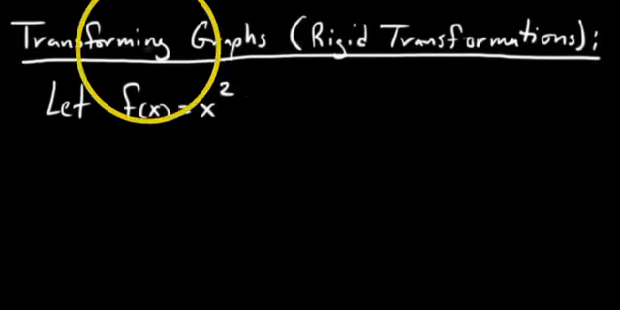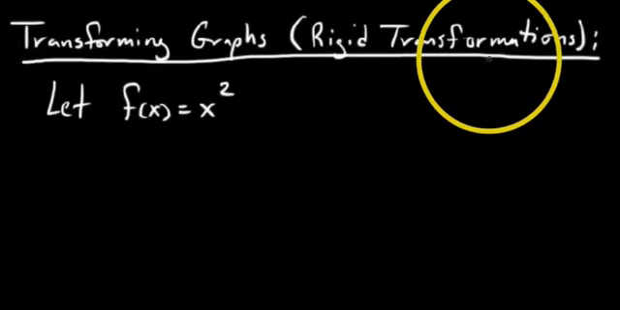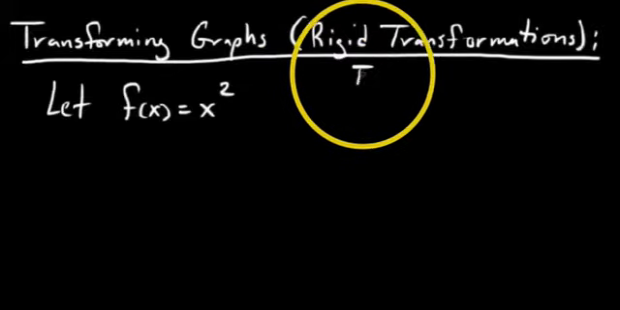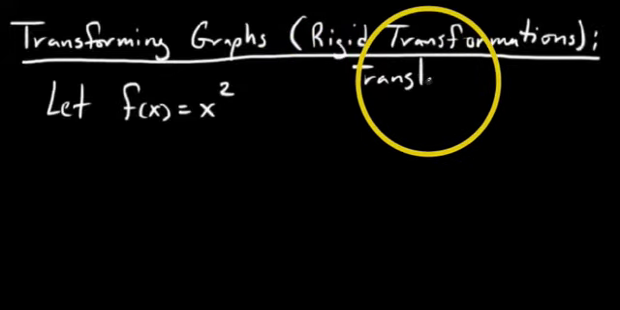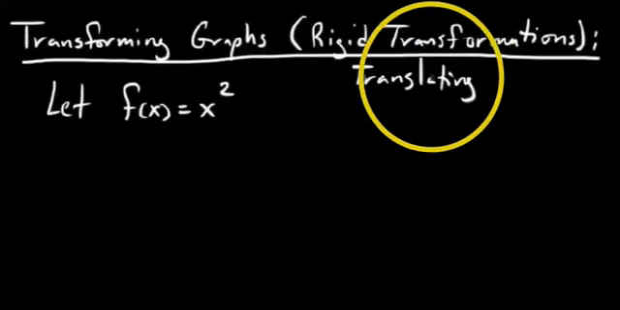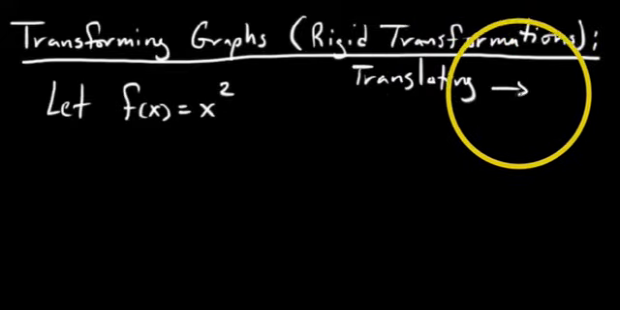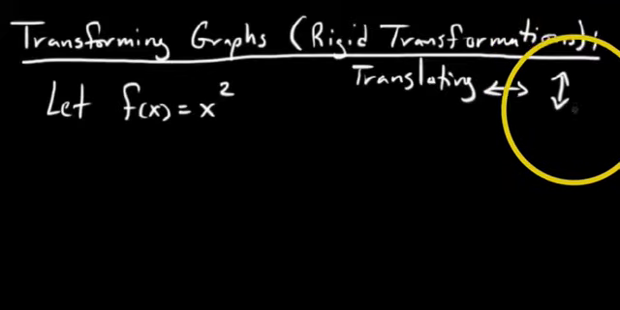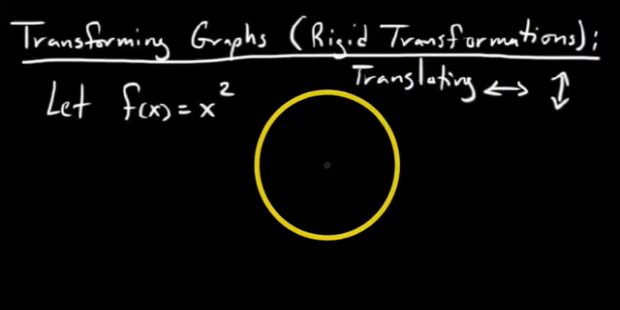So we're going to start with what we're going to call rigid transformations, and specifically what we're going to be referring to is translating graphs. If you remember from geometry, translating meant no more than taking an original thing and shifting it either left or right or up or down in the xy coordinate plane.